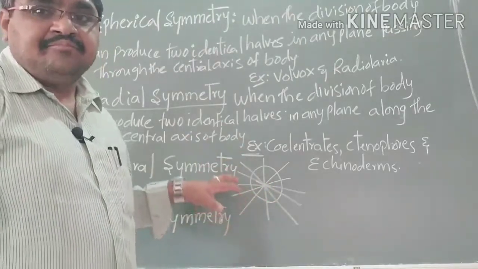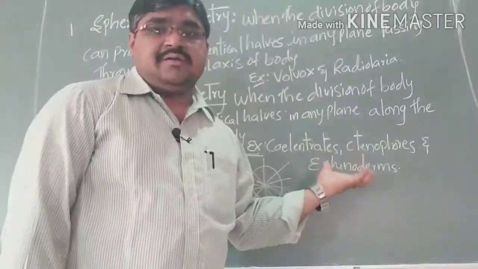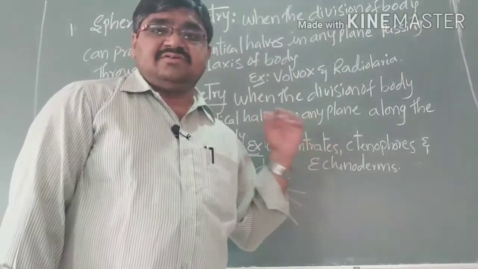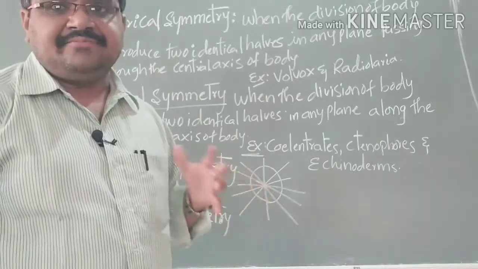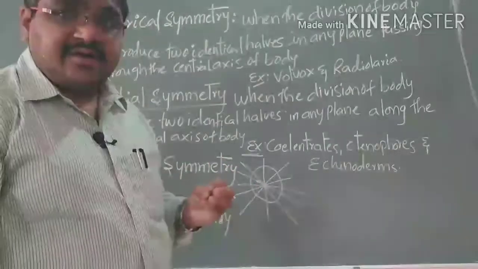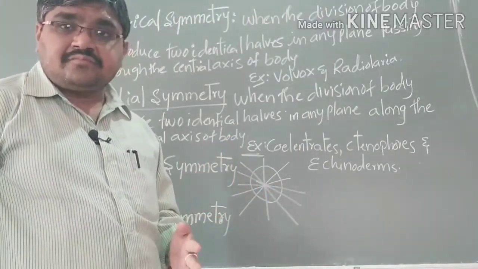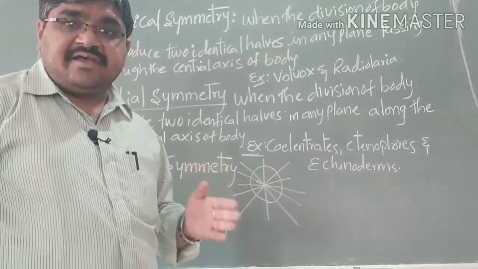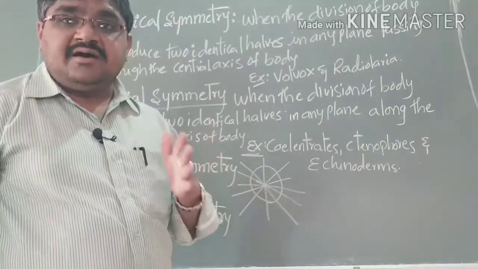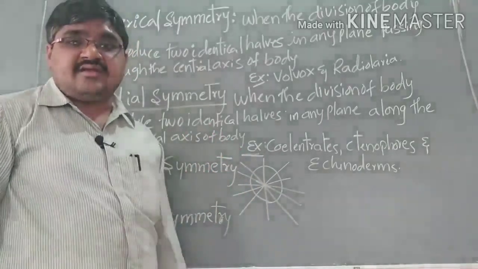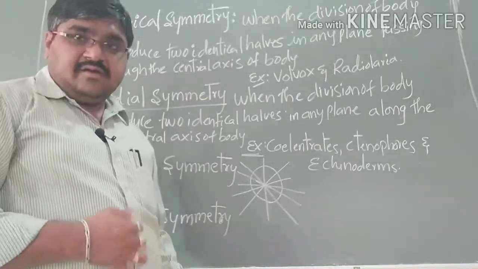This radial symmetry is seen in coelenterates, ctenophores, as well as in echinoderms. Based on the presence of the radial symmetry, it is classified into three types. One is tetramerous radial symmetry, the second is pentamerous radial symmetry, and the third is hexamerous radial symmetry. Now we will discuss them one by one.